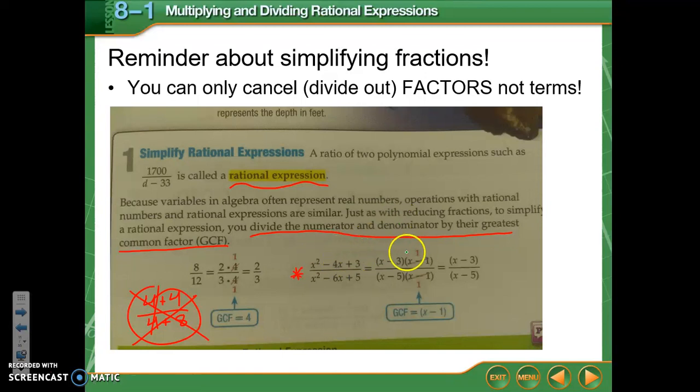X squared minus 4x plus 3 factors into x minus 3 times x minus 1. And the denominator factors into x minus 5 times x minus 1. So now everything is factored. X minus 3 is a factor, x minus 5 is a factor, x minus 1, and x minus 1. So notice that all of the subtraction in this case is inside my parentheses, inside the things that are being multiplied, my factors. So I can divide now the numerator and denominator by x minus 1, and I'm left with this as my simplified fraction.